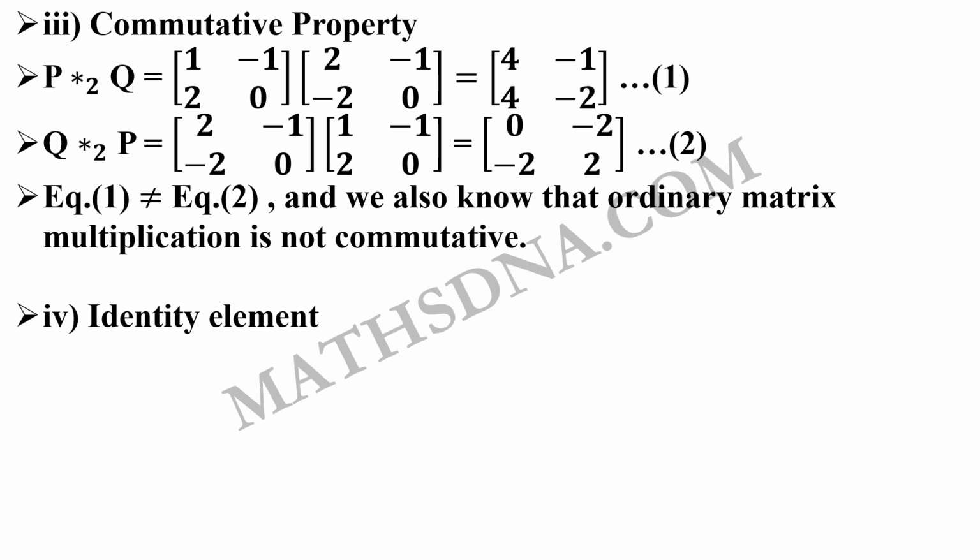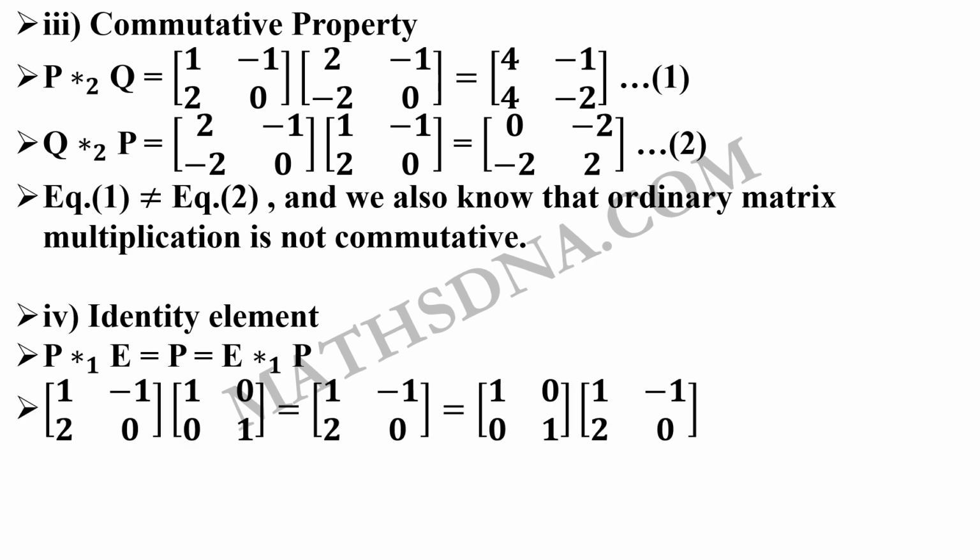And the identity element, we know it, but still let us find it. P star 2 E is equal to P is equal to E star 2 P here, and that will give you [[1,0],[0,1]] as the identity element, and 1 and 0 are both integers, so E, that is our identity element, will belong to the set A. Clear? I hope both the examples are clear to you.